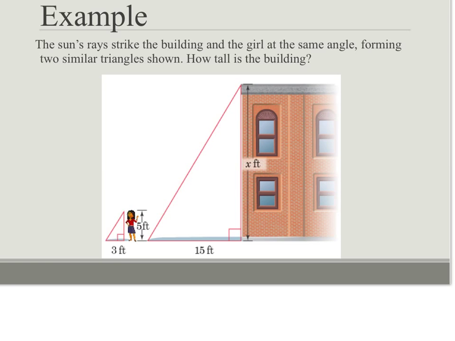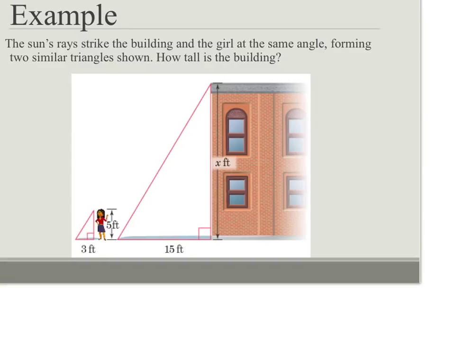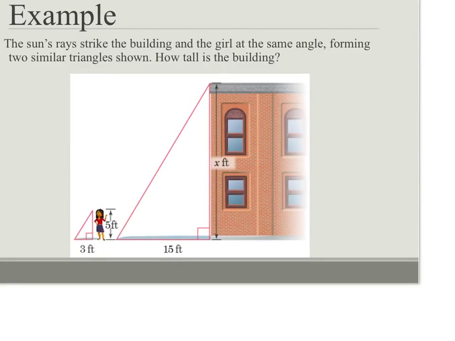Here's another example. This is one of those real life examples. The sun's rays strike the building and the girl at the same angle, forming two similar triangles, which are shown. How tall is the building? Again, we can look at our similar sides. We have a right angle here and a right angle here. That helps determine our similar sides, because we know the other side is the hypotenuse. So using that information, 3 feet is to 15 feet as 5 feet is to x.